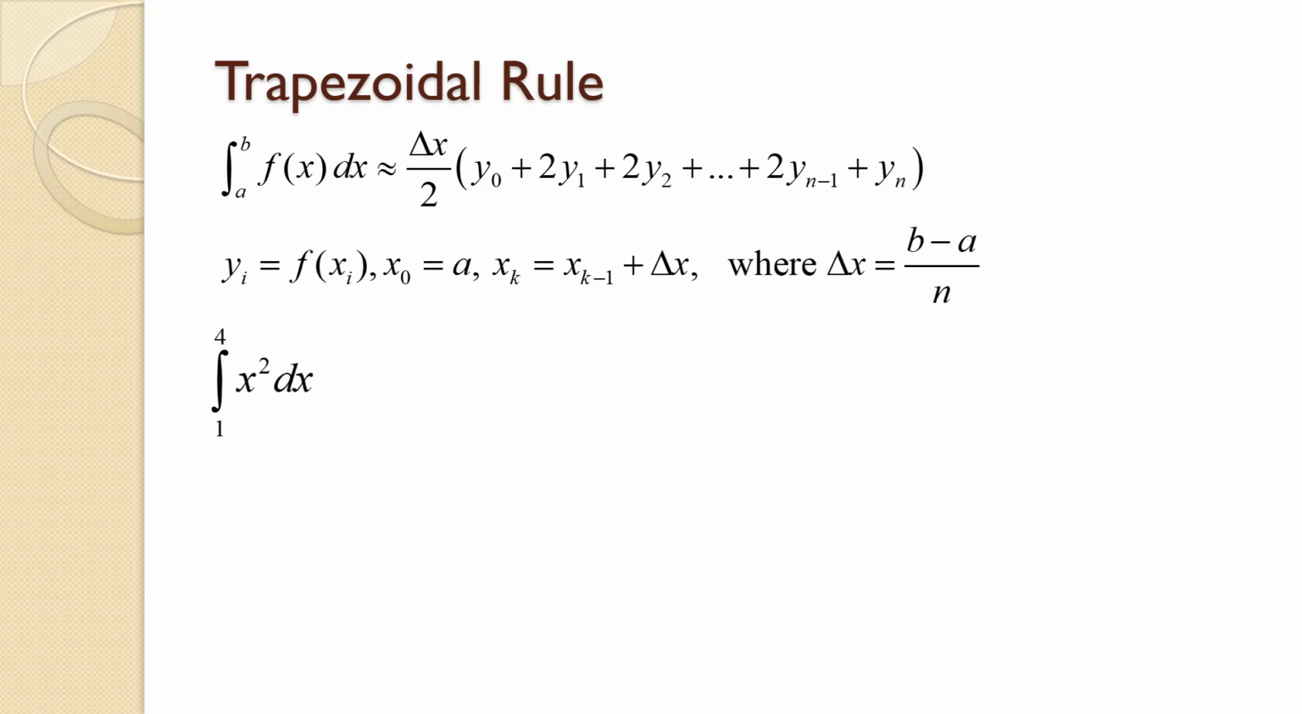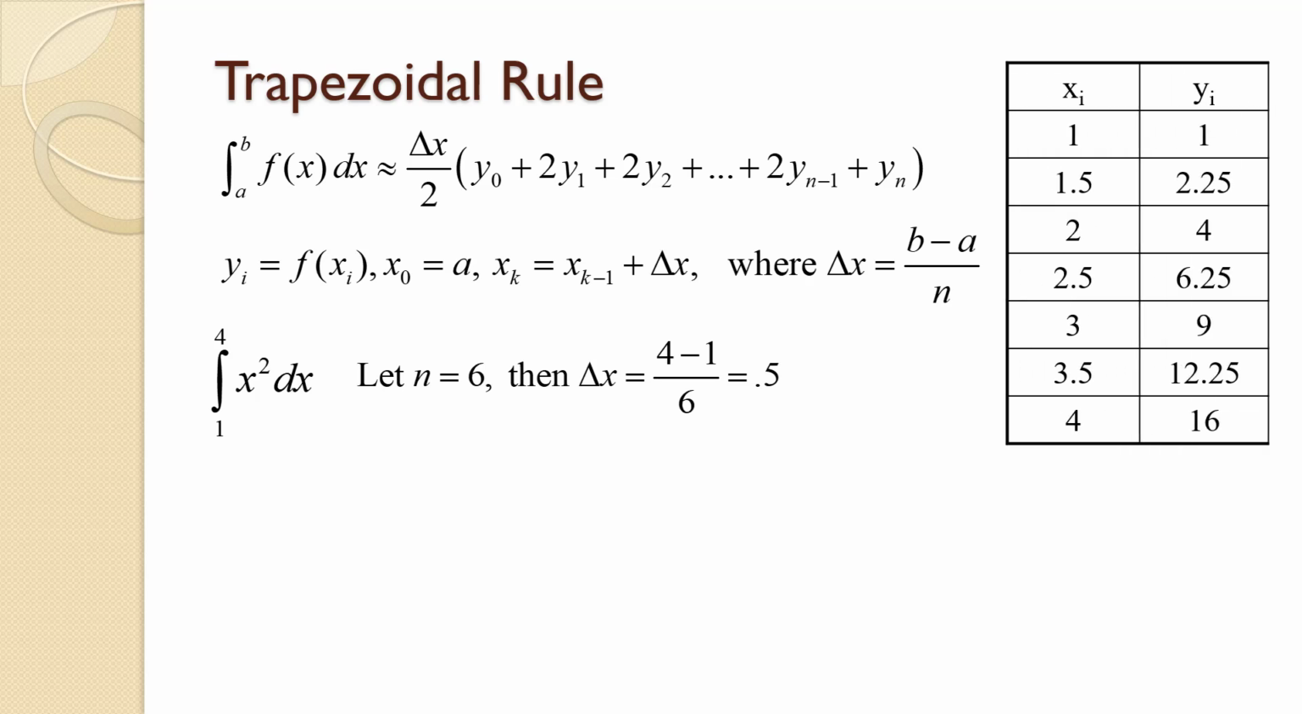Let's go ahead and use that on this particular definite integral. Now, I need to start with an x value, in this case of 1. The final x value will be 4. And to determine what the change of x would be, I need to pick an n value. I can pick anything I like. So I'll pick, just out of the blue, 6. That means the change of x then would be 4 minus 1, b minus a over n, which would be 0.5.